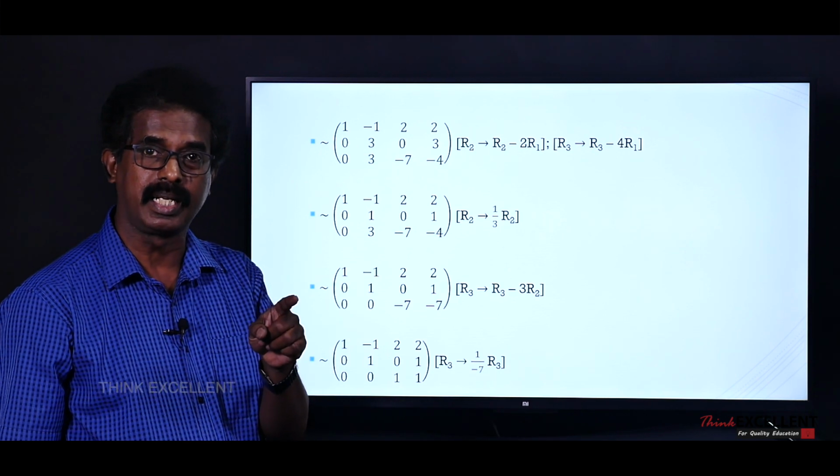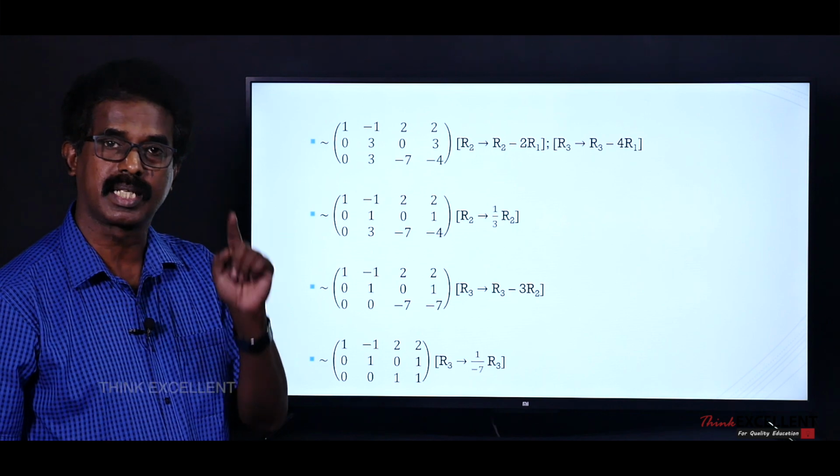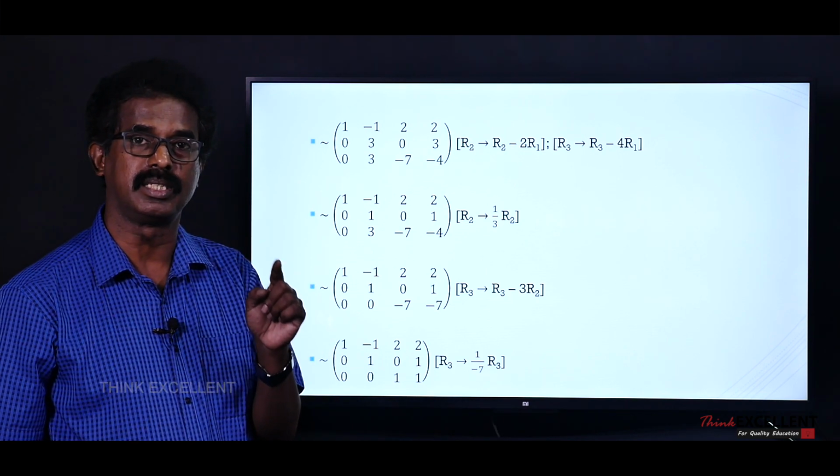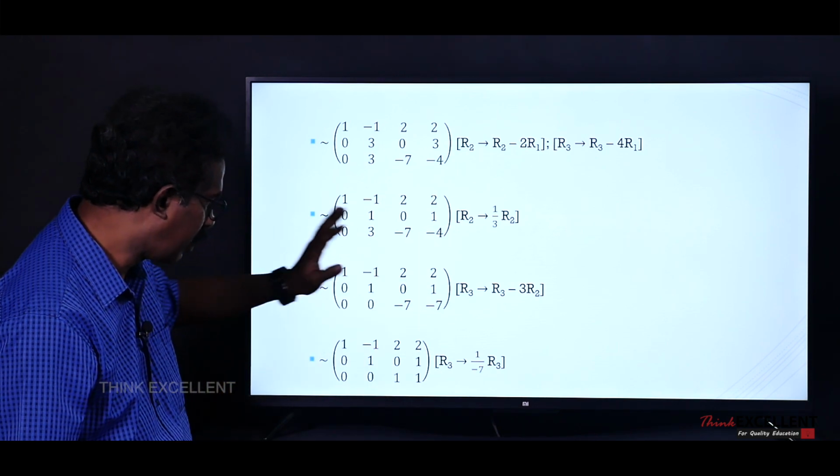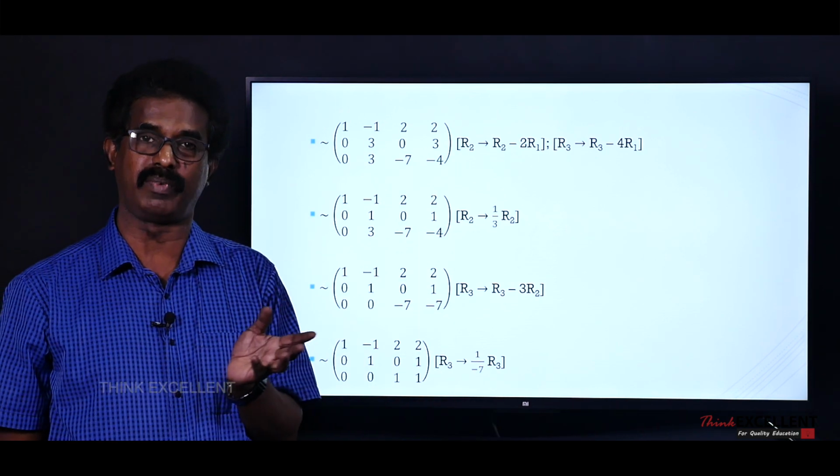It is equal to the number of unknowns, so it is consistent. But which type of consistency? Unique solution, because 3, 3. Total number of unknowns is 3. Rank of AB is 3, rank of A is also 3. So now how to solve it?